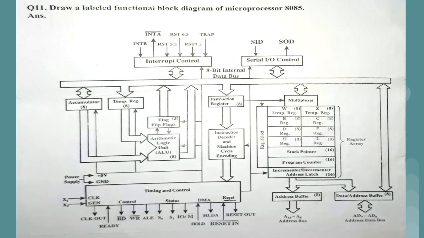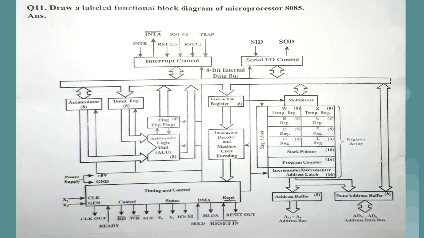So the next important question from this particular chapter is: draw a labeled functional block diagram of microprocessor 8085. Again, this diagram and the generic microprocessor diagram which we have learned will create confusion, because both diagrams look similar, but this one is more complicated than the generic microprocessor. So whenever you have the generic microprocessor diagram that we learned in the previous lecture, and if you have a question on the functional block diagram of microprocessor 8085, in that scenario you should draw this particular diagram.